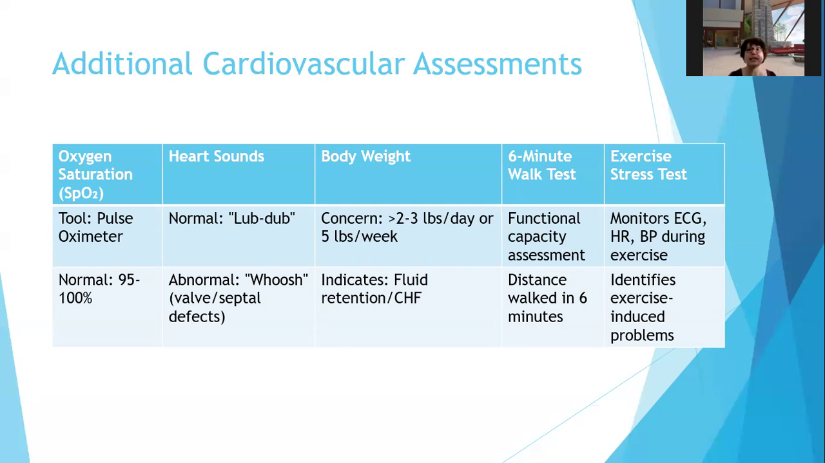Body weight. If somebody has heart failure, it's a concern if their body weight increases more than 2 to 3 pounds in a day or 5 pounds in a week. So if you weigh yourself every day, some people do, some people don't, you're going to notice little fluctuations, 1 or 2 pounds up and down. But if you gain more than 2 to 3 pounds in a day or 5 pounds in a week, that indicates fluid retention, particularly if you are currently experiencing heart failure.